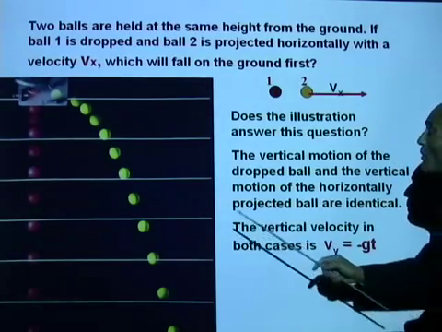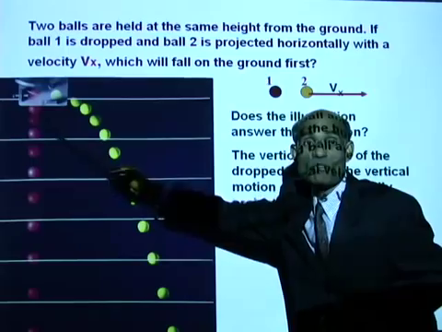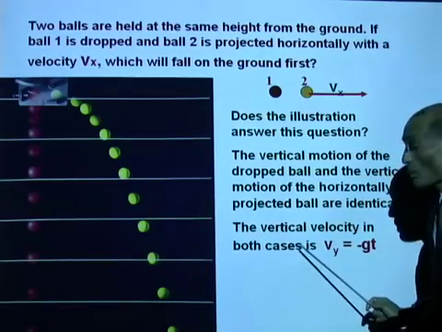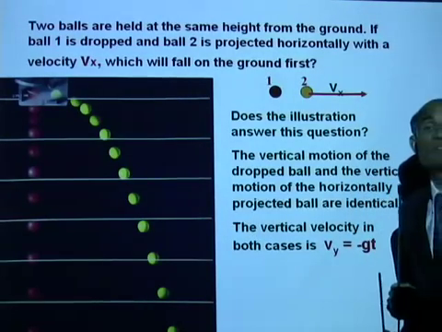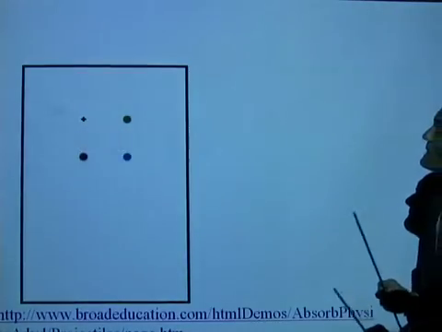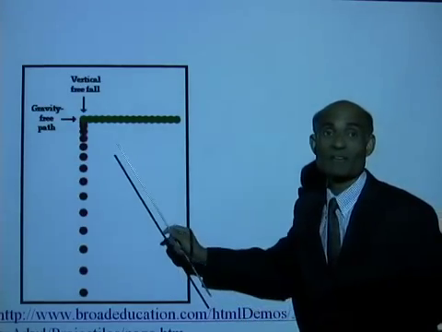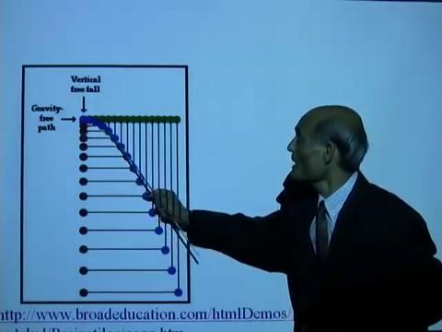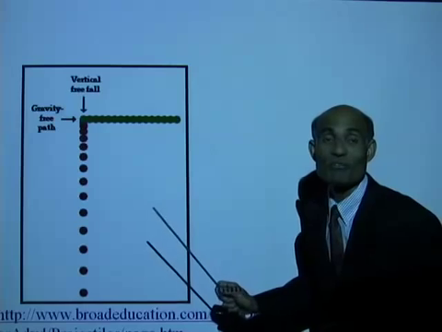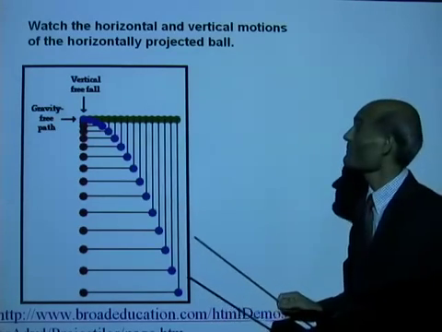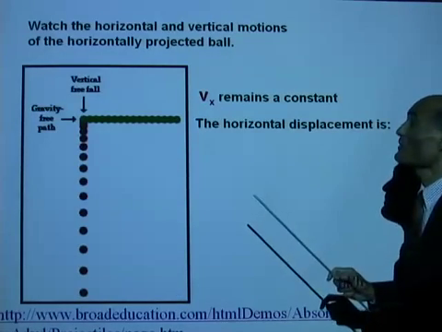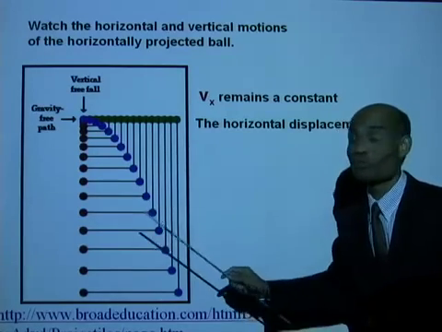Alright? So the vertical velocity of the dropped ball and the vertical velocity of the projected ball both will be given by Vy equal to negative gt. Alright? And here is an animation of that. You can see the red ball and the blue ball will fall at the same time. Watch the vertical motion there. They fall at the same time. Alright? Vx remains a constant, and therefore, what is the horizontal displacement?